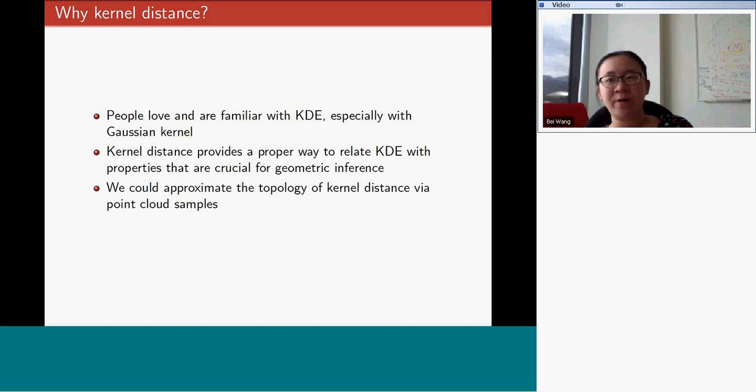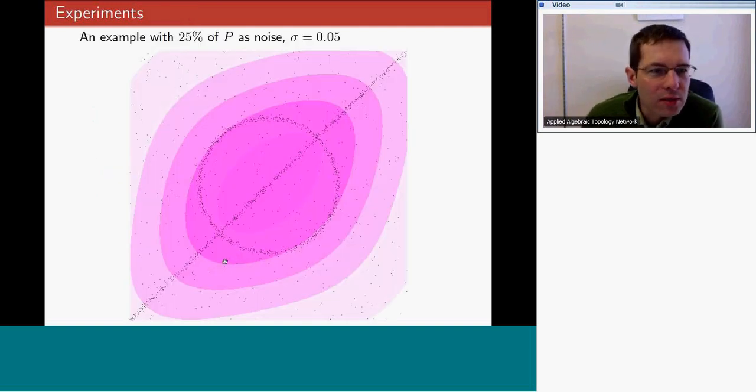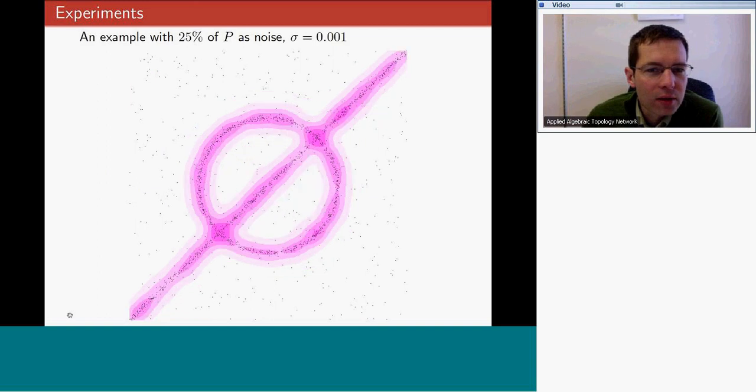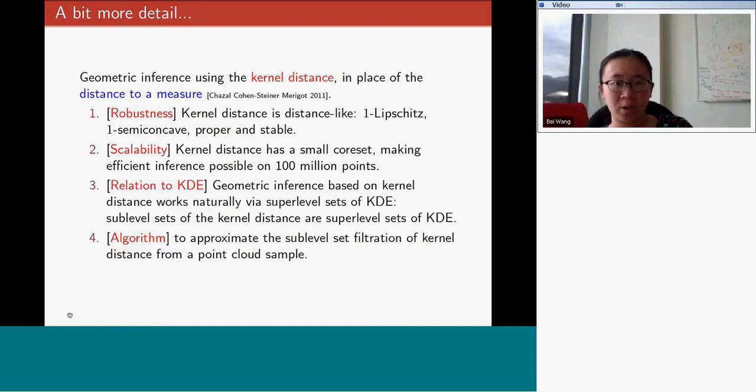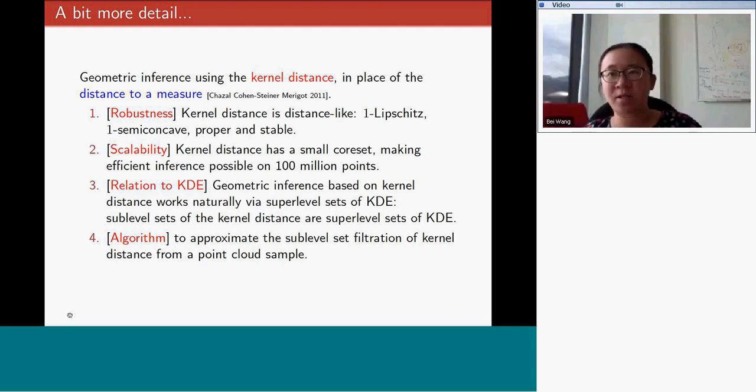So far, why do you even care about kernel distance? Sorry, can I interrupt you? Can you tell us what the coreset is? Okay, coreset is basically a sampling of the point set with certain nice properties. That's a vague description. There are various algorithms to construct a smaller subset of points that preserve certain properties, and they are called coresets.